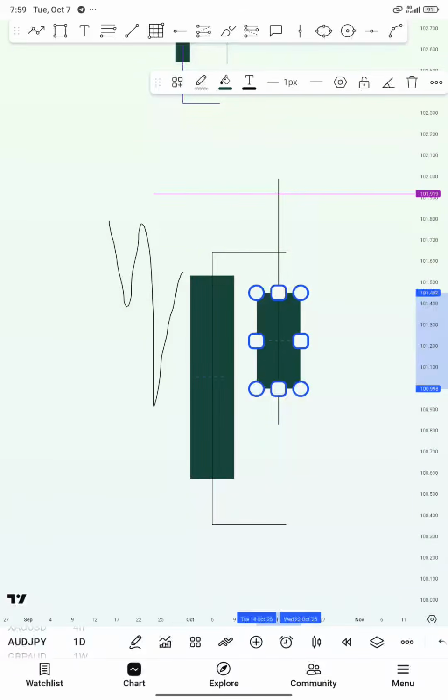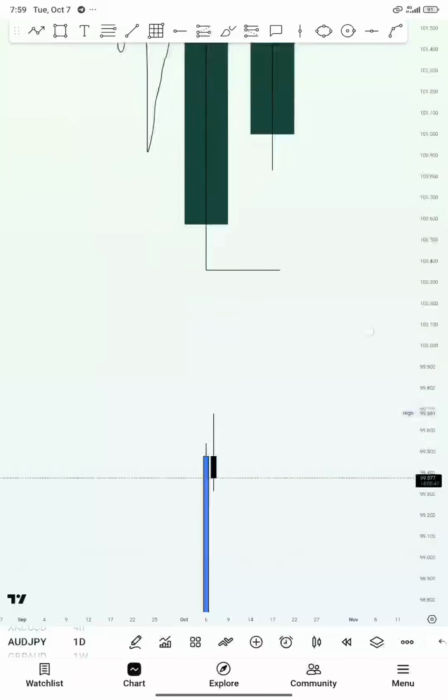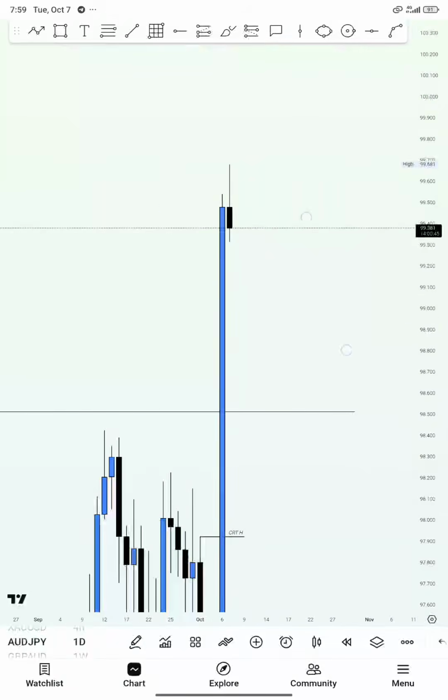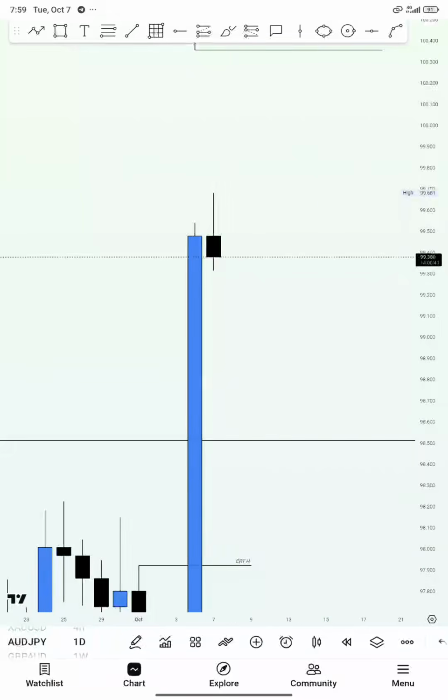All you need to do is go to your 4 hour time frame, wait for your breakout or break of structure, then go to your lower time frame for your confirmation entry. That's all. I'll be sharing this with you on the chart, so let's move to the chart very, very fast. The example I just gave, let's say this is AUDJPY.